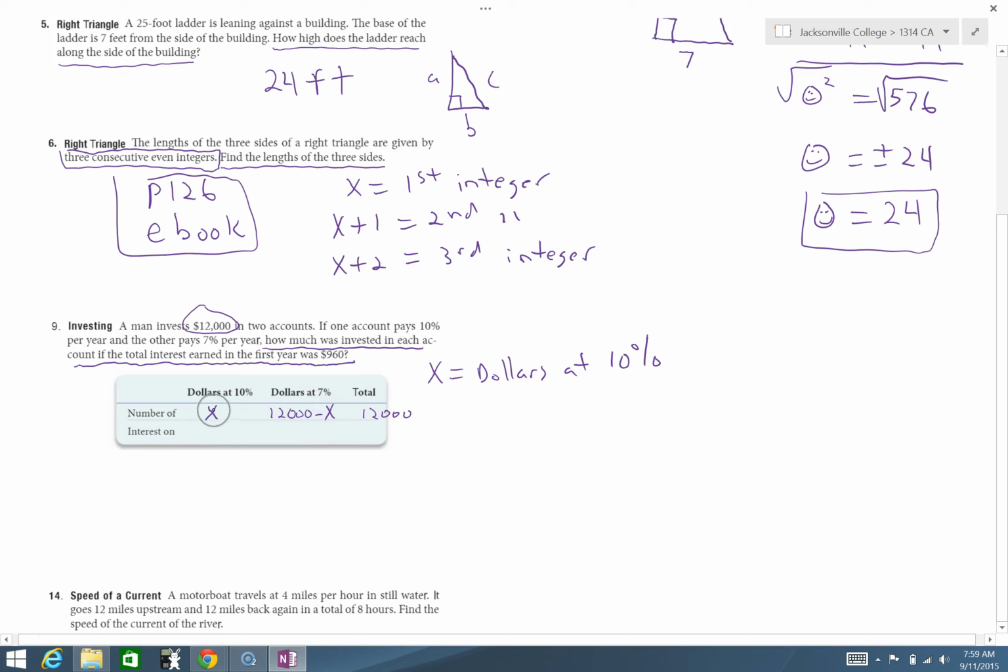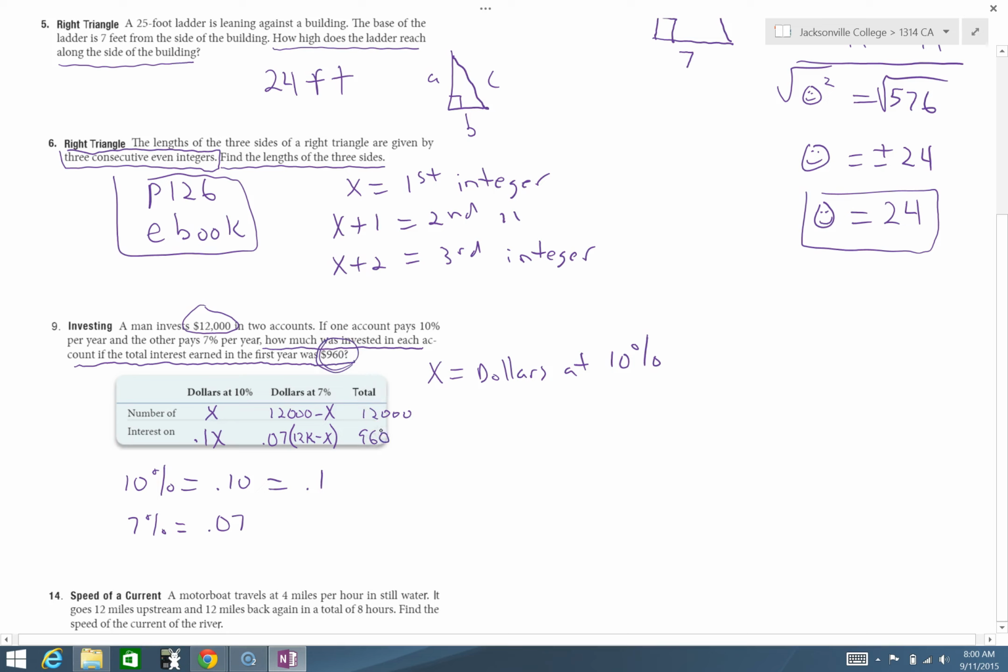All right. Interest on the money at 10%. Well, he's going to get 10% of this X amount. I hope you know that 10% is equivalent to 0.10, moving the decimal 2 spaces, which I simply write as 0.1. So the interest on that is going to be 0.1x. Okay, the interest at 7%, well 7% is 0.07. So I'm just going to multiply 0.07 times this quantity here, 0.07 times 12,000 minus X. And the total amount that he received in interest is this quantity, 960.